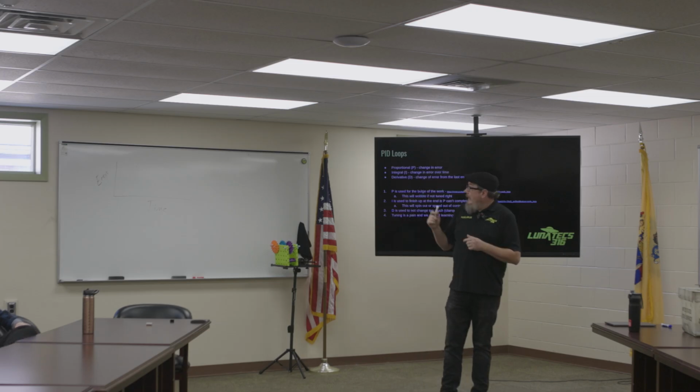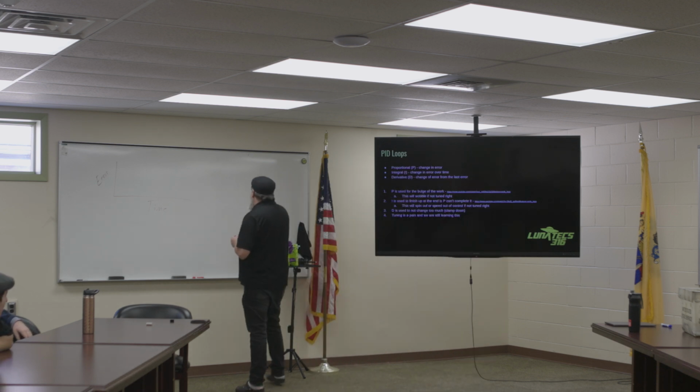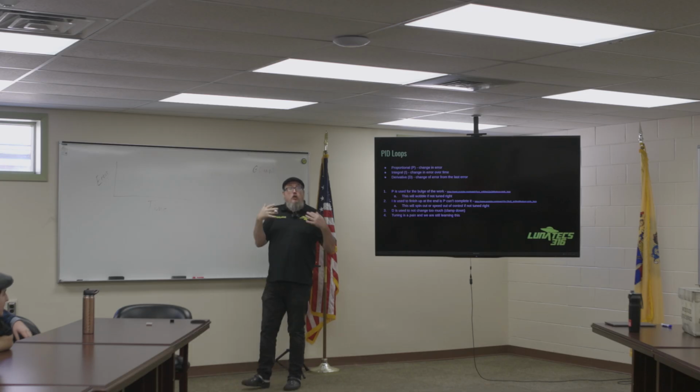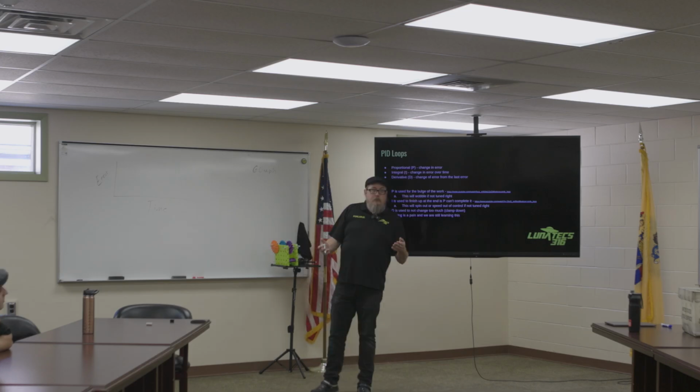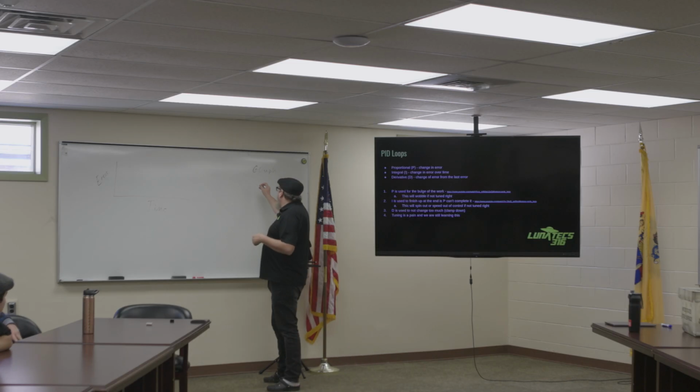But anyway, error is simply whatever your target is, in this case 60 miles an hour, versus your current position or your current state. Does that make sense? So if I'm going 20 miles an hour, what is the current state of the car? Oh, is that 40 error? It's 40 error because the current state is 20, and you subtract that from the target, and you get your error.